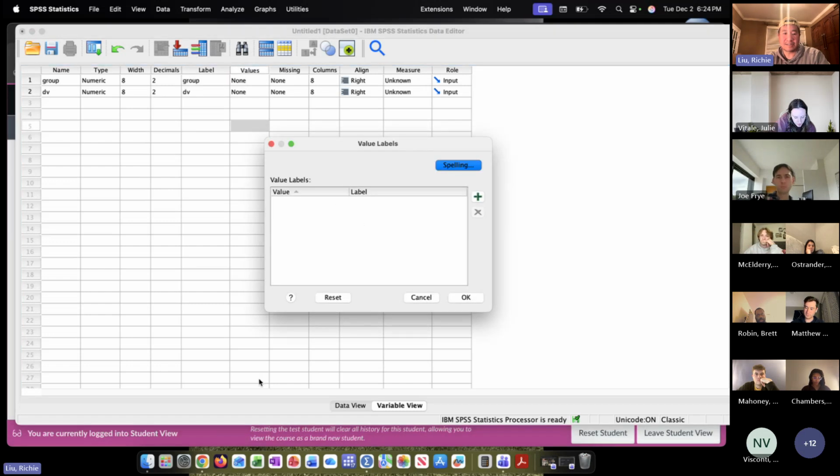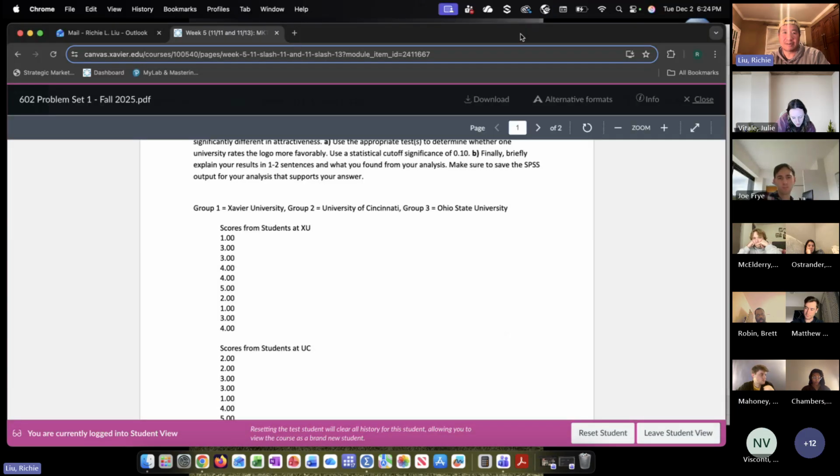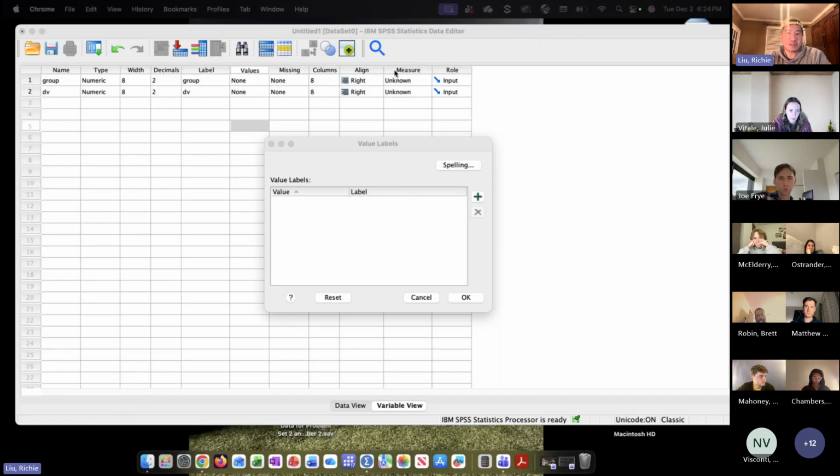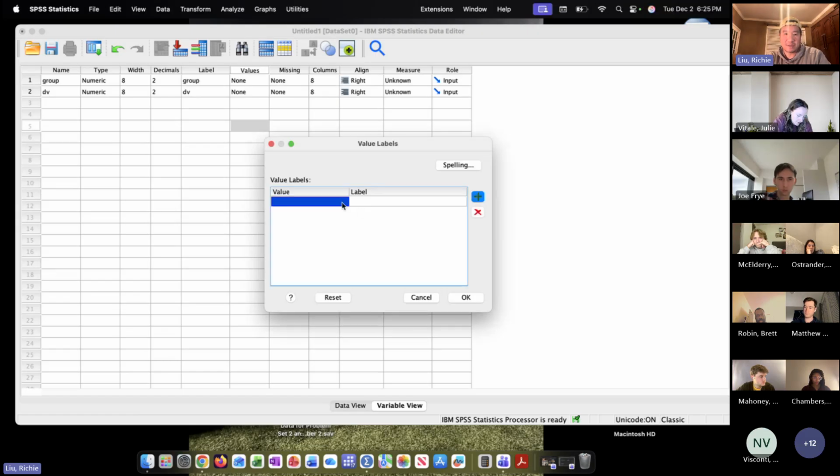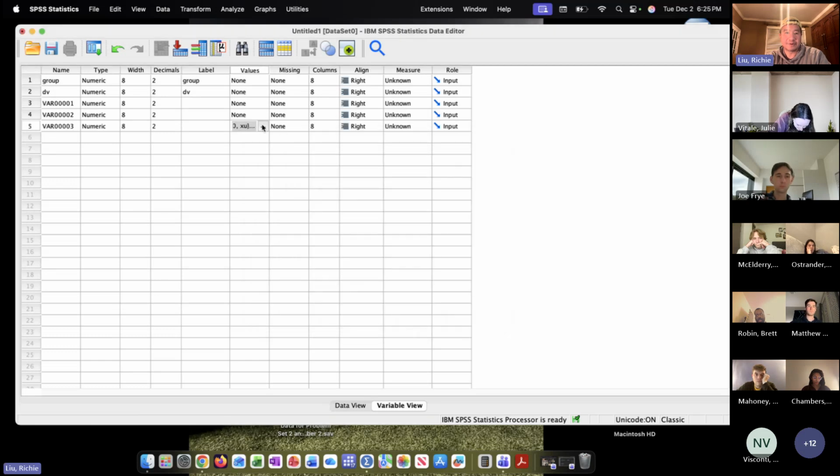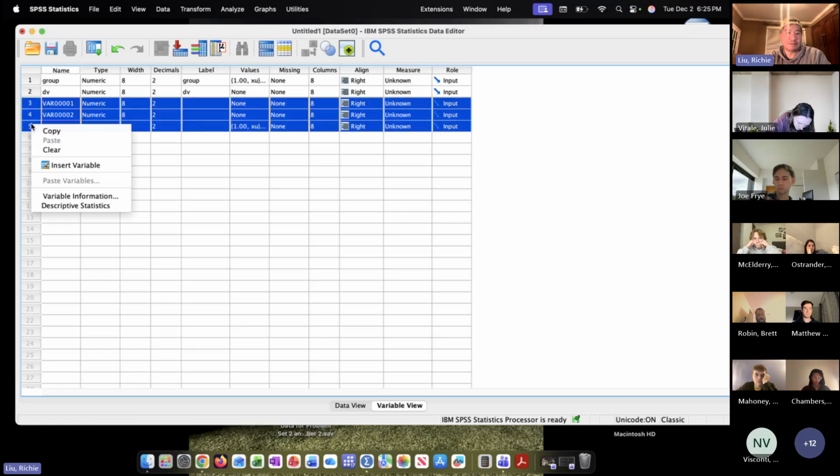And then in this case, I'm gonna pop this on my other screen here. I have 3 groups. I have XU. I have UC, and it's nice to label, not because you can't remember it, but when you run the outputs, it'll all be there for you. And then OSU. Okay. Oopsies, I put that in the wrong one. Okay, copy and paste that.